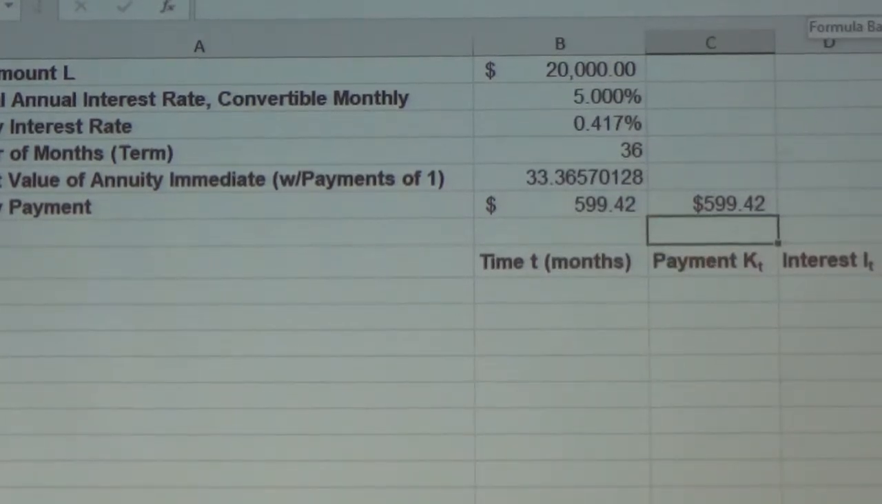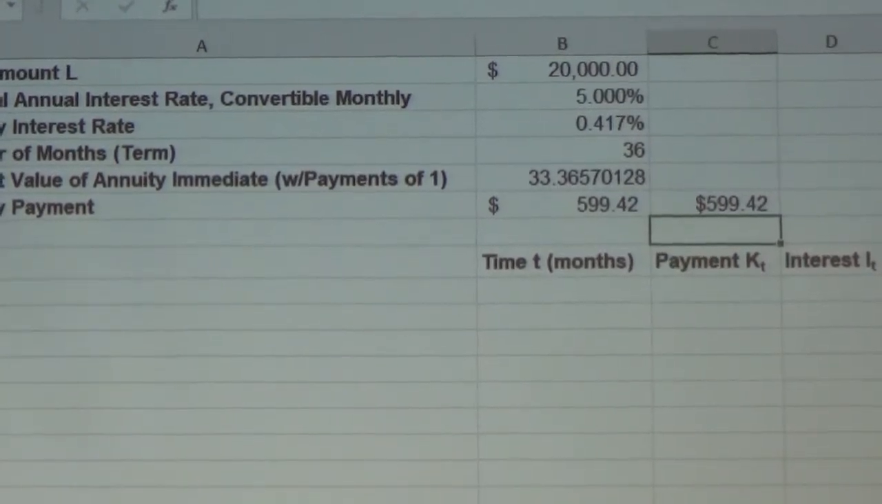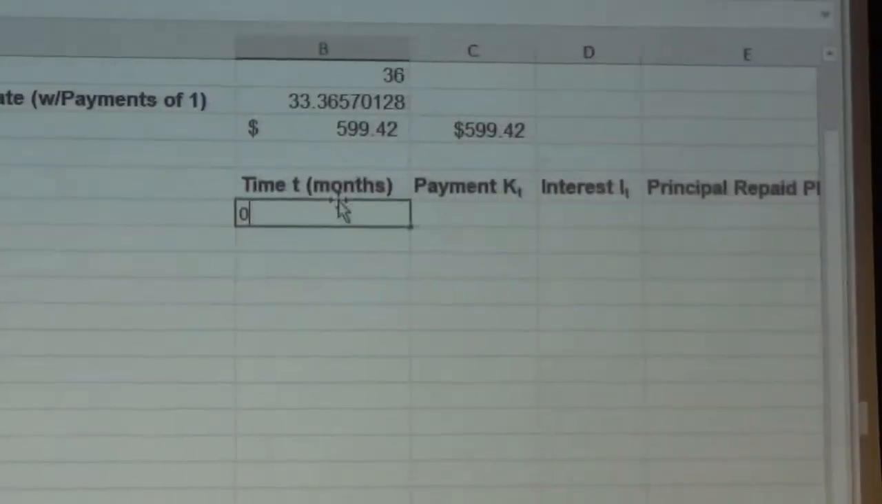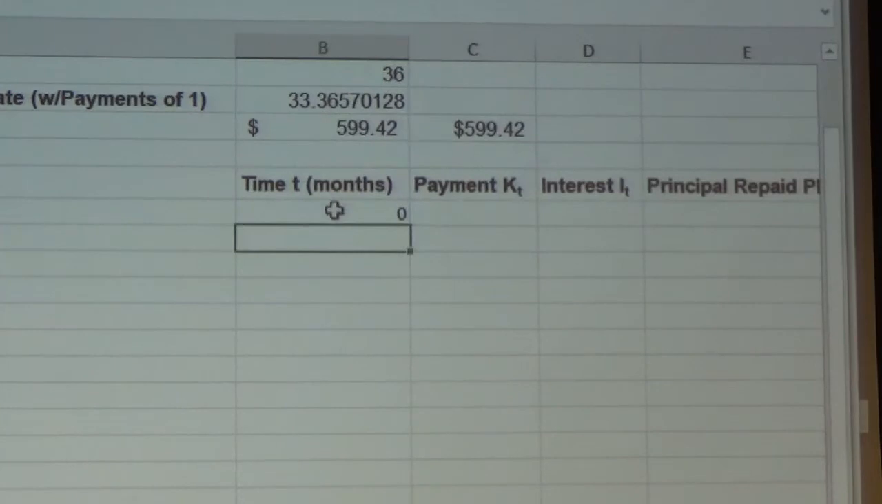Now let's fill in this amortization table. We're doing it for 36 months. Let's put month 0 here. Time 0 is when you take out the loan. I want the times to go up by 1. I can do a little trick. I can do B equals B8 plus 1. I can type it here. B9 plus 1, excuse me.